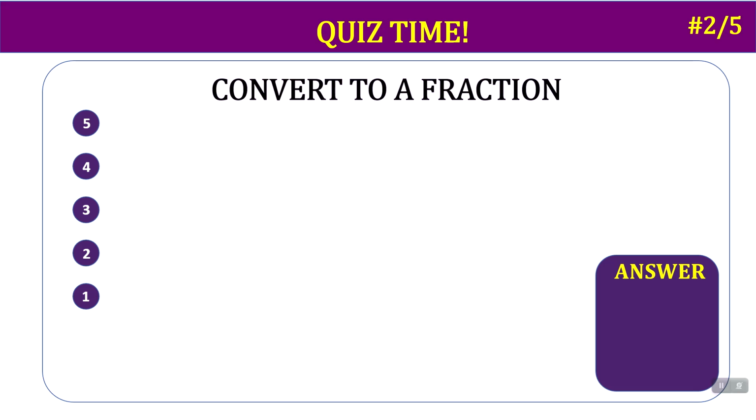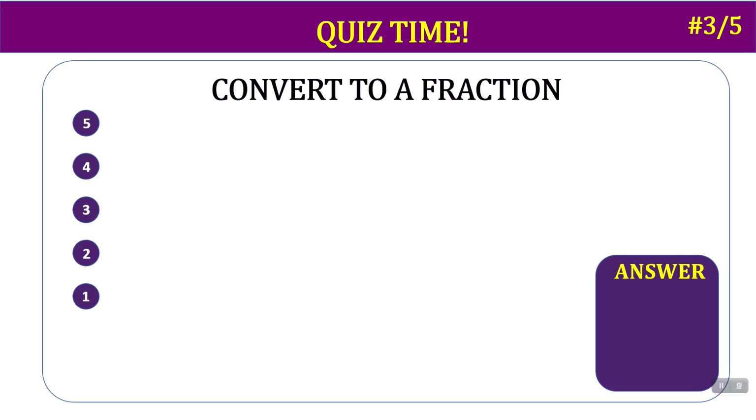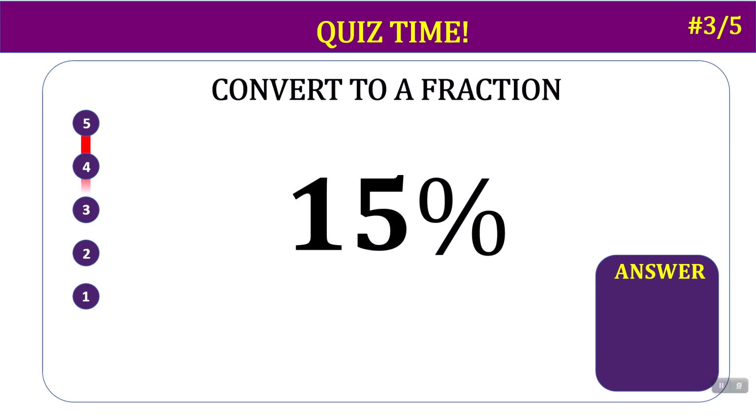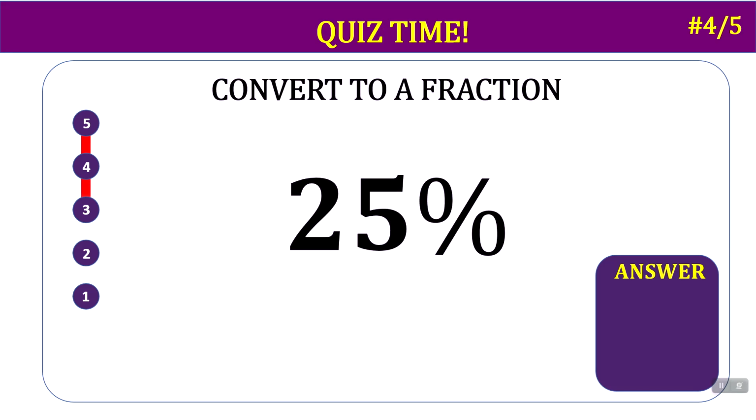Here's number 2. Convert to a fraction, 90%. Time's up. 90 out of 100 is the answer, but again, that's not in lowest terms. If we divide both by 10, we cancel the zeros at the end, we get 9 out of 10. Question 3, convert to a fraction, 15%. Time's up. The answer is 15 out of 100, which reduces to 3 out of 20 if we divide both by 5.